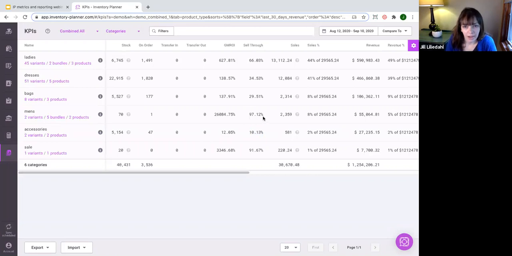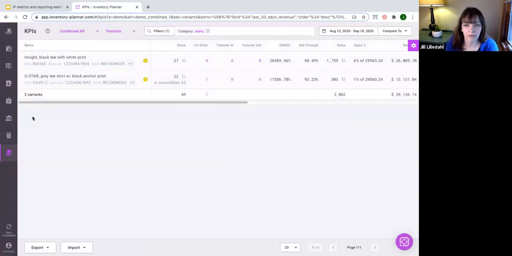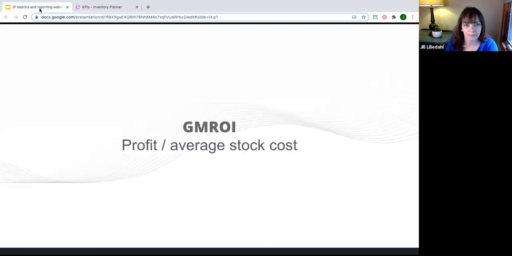Whereas some of our other categories, the men's category here is doing really well. So we'd want to dig into that and figure out what's going well, what can we repeat, and really scale our business based on that. Okay, so that's kind of the process. We start at total, then category. We could even come in on the variant level here and see what's driving that information. Okay, so that's some big picture information.